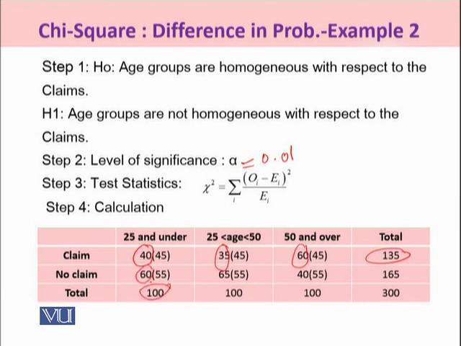So once you have found out the row totals and the column totals, the next thing you would have to do is to find out the expected frequencies.